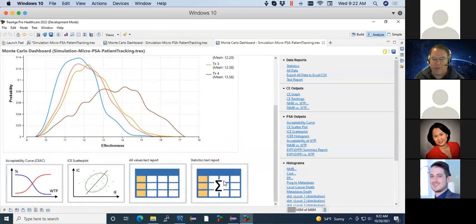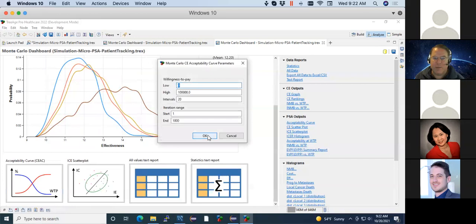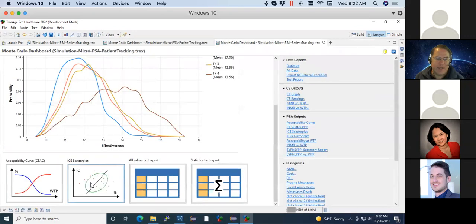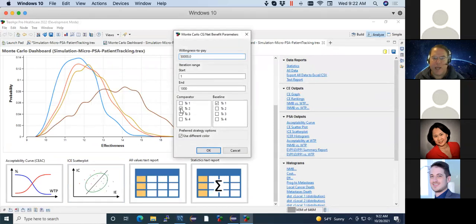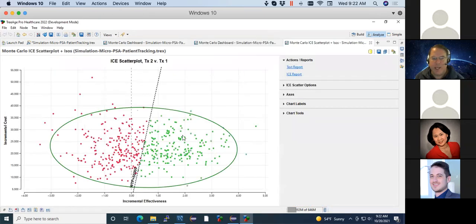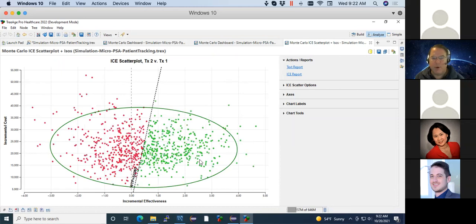And of course, the outputs that you're likely to want are going to be different as well, right? So we try to highlight a different set of outputs. Here's your acceptability curve, right? Showing the percentage as the willingness to pay changes that favored each strategy. Or the ICE scatter plot, which compares just 2 strategies with a graph of incremental cost and incremental effectiveness. Right, and you're seeing that treatment 2 was more cost-effective than treatment 1 a little bit less than half the time, because there's a few fewer green dots than red dots.